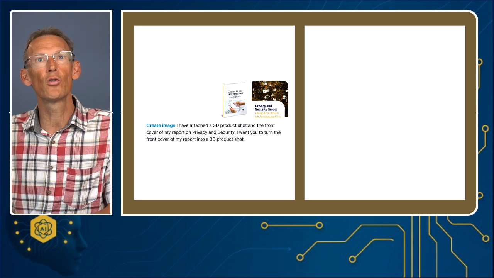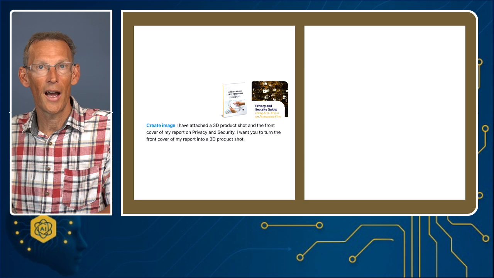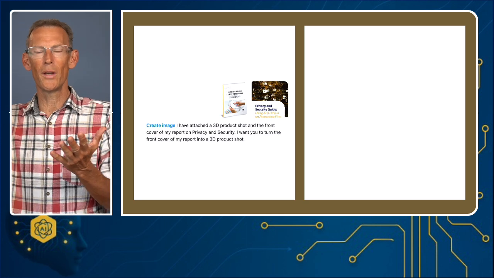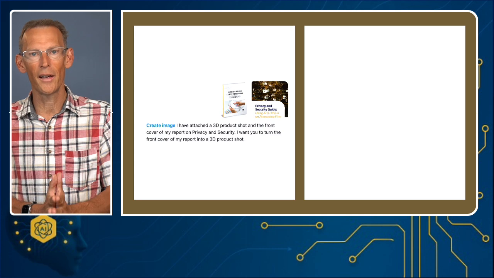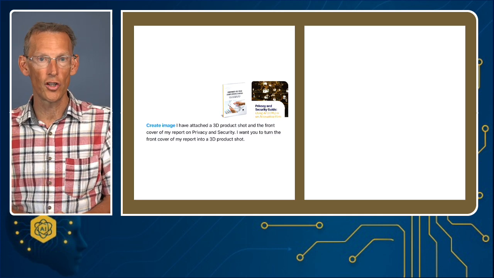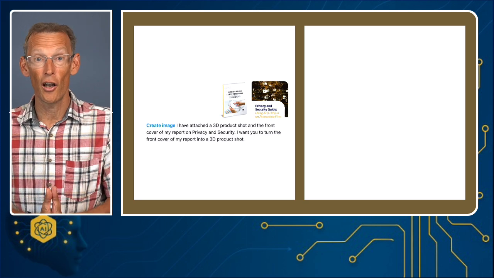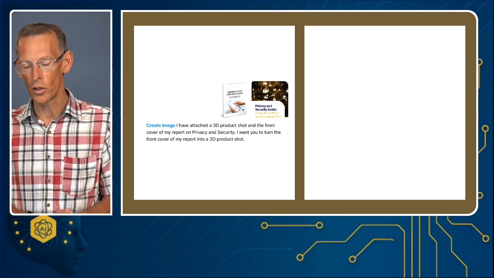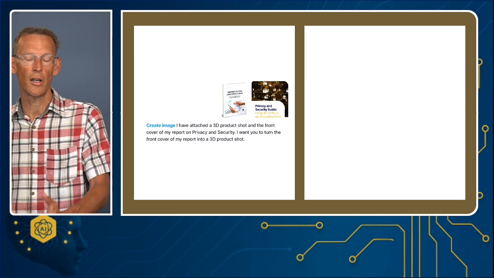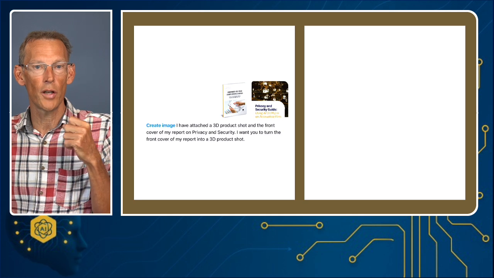And then it says, I've also attached the front cover of my report on privacy and security, which, by the way, is a 35-page report where I go into detail on why accounting firms must be really careful with AI and ChatGPT when it comes to privacy, security, and most important, client confidentiality. That report is for members of the AI Academy. You can get that if you join the Academy, along with training on how to make sure you stay compliant.